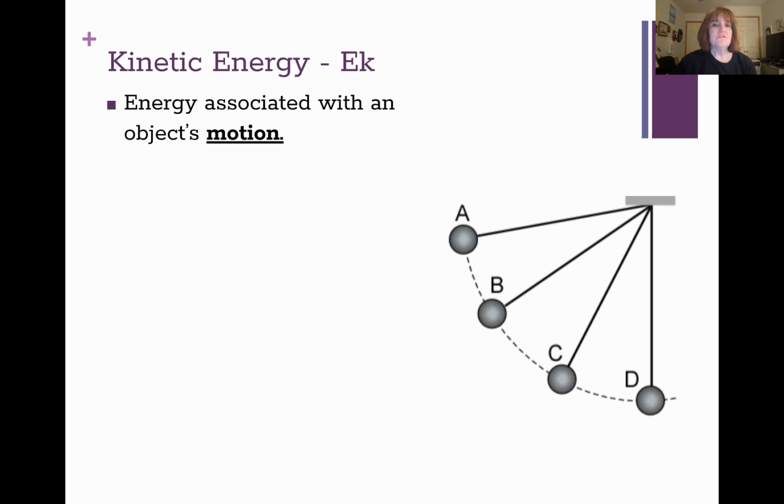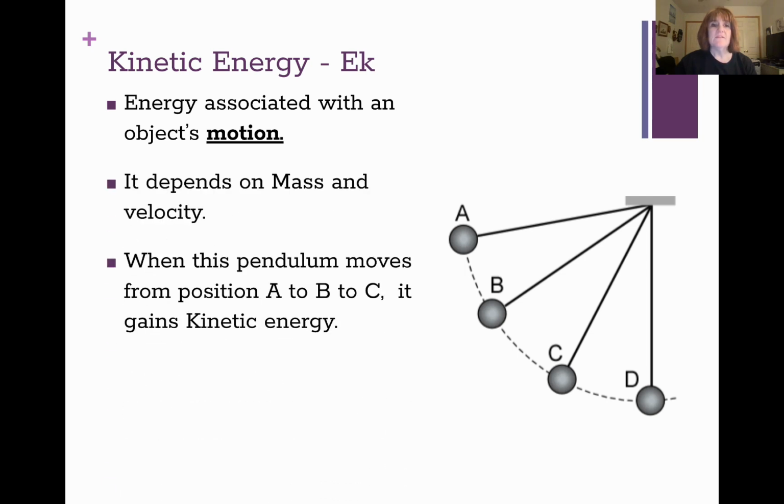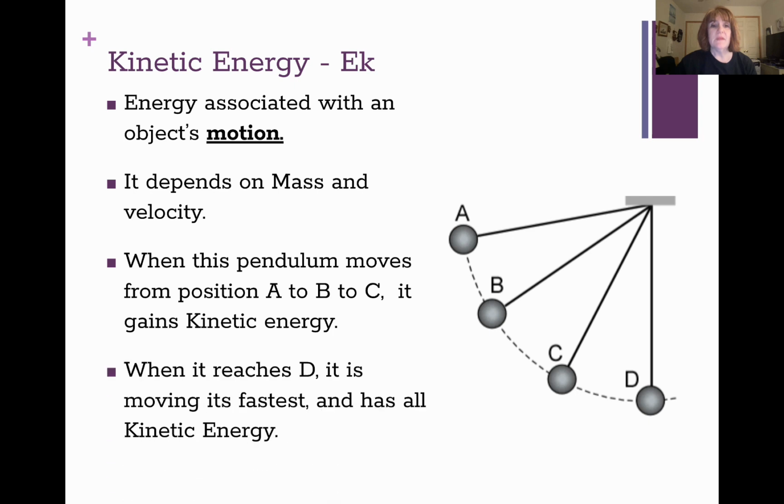Kinetic energy is associated with an object's motion, and it depends on mass and velocity. When the pendulum moves from position A to B to C, it gains kinetic energy. At position D, it will be all kinetic energy. So we have a transfer of energy from potential to kinetic in this example.